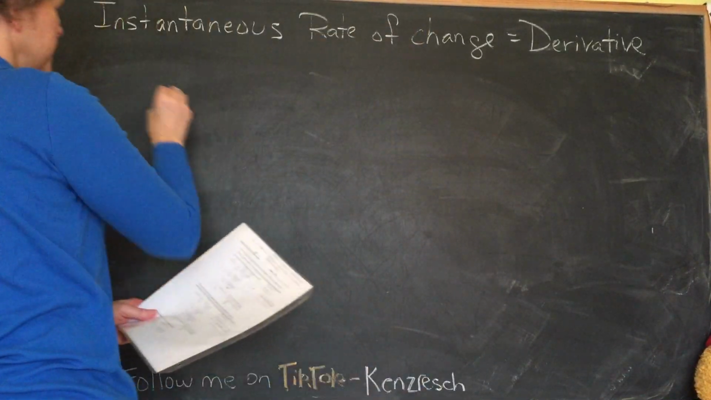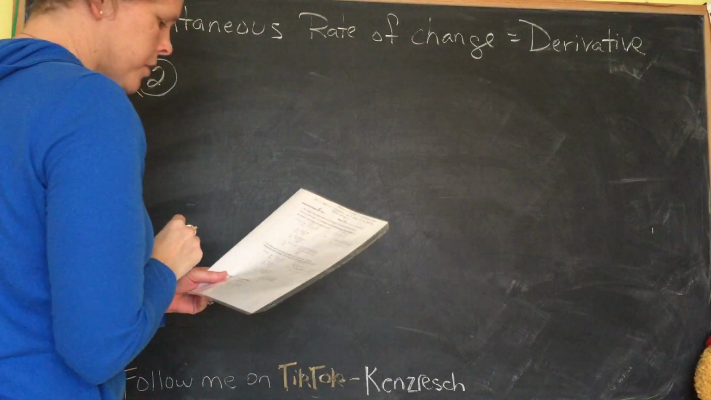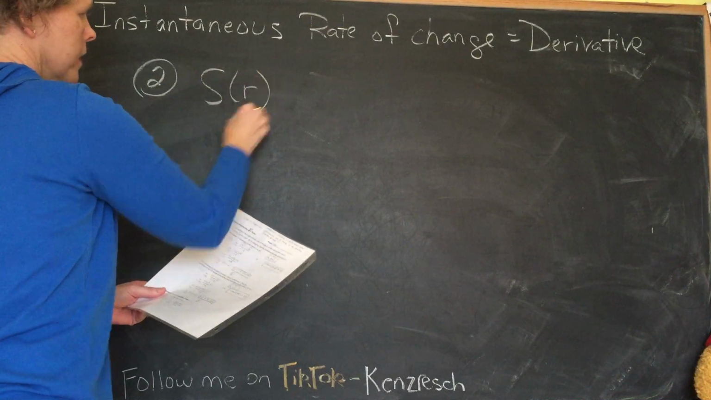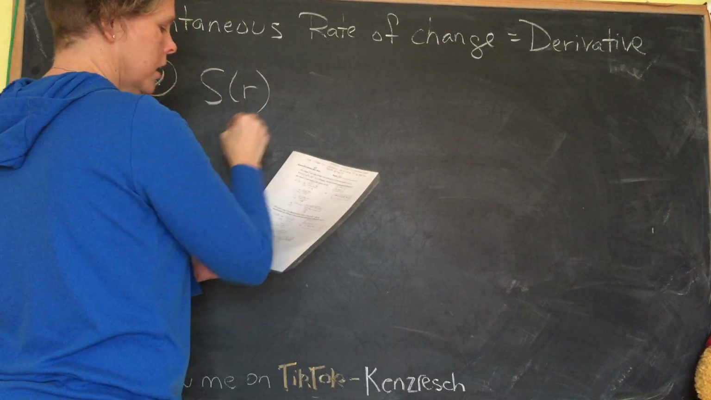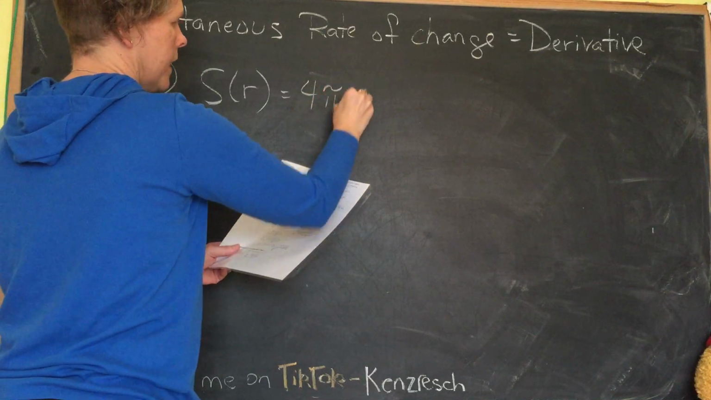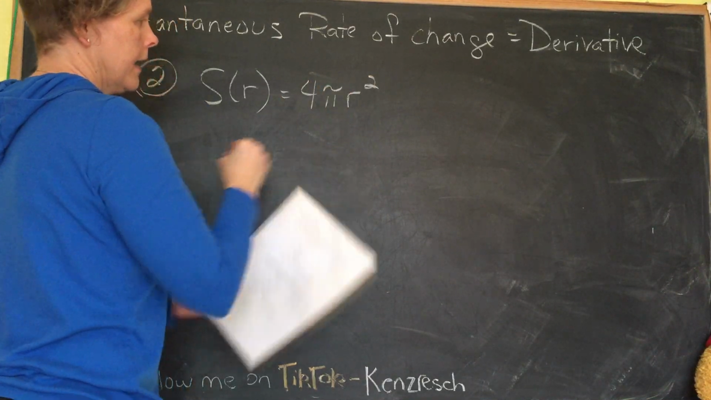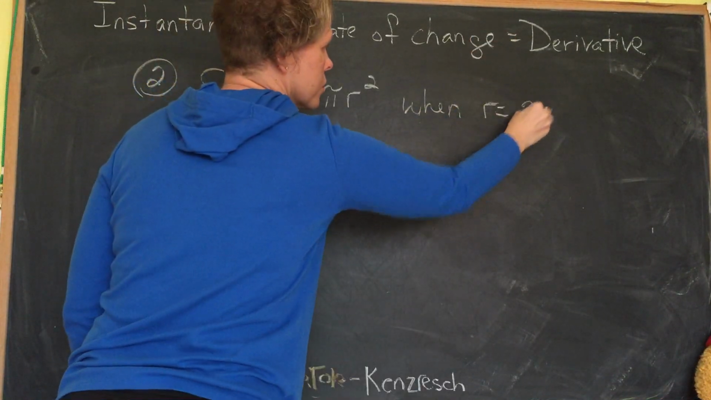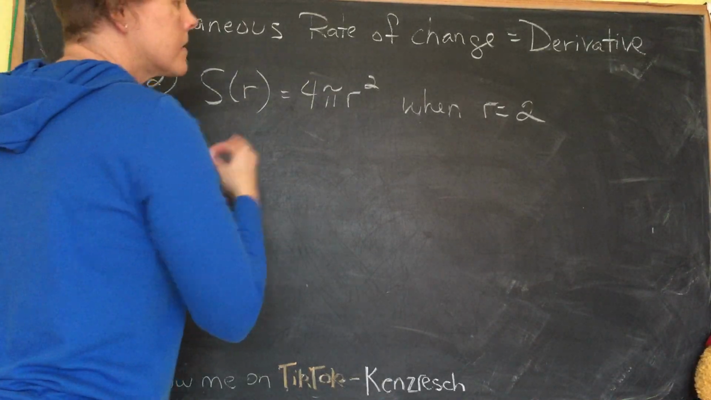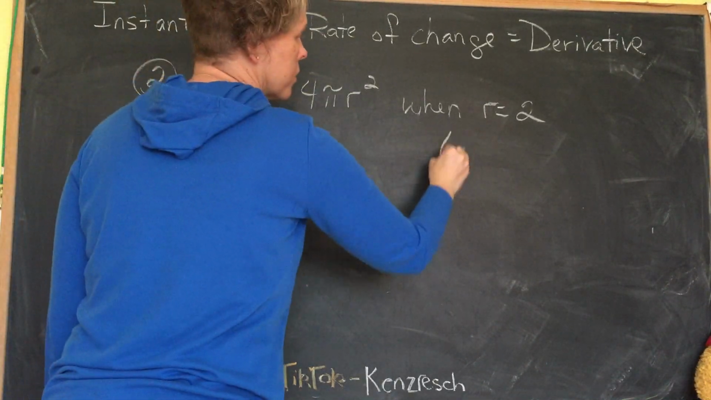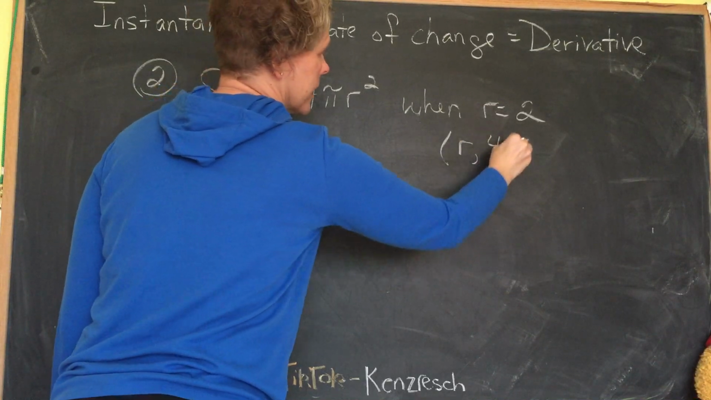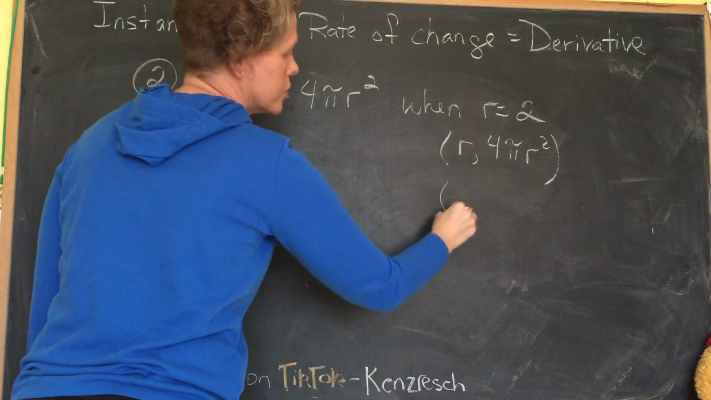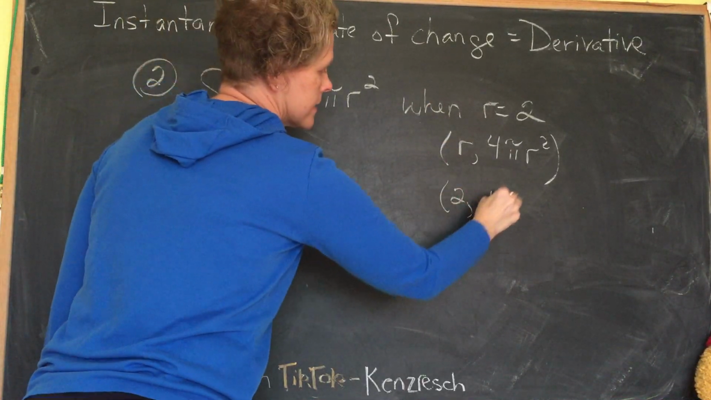All right, number 2. Number 2 says the surface area of a sphere is now changing. So I'm going to worry about this formula, S of r is equal to 4 pi r squared. And I want to know when r is equal to 2. Same exact problem as the one before it. We're going to put in r, getting that same formula. Plug in 2, and I get 16 pi.